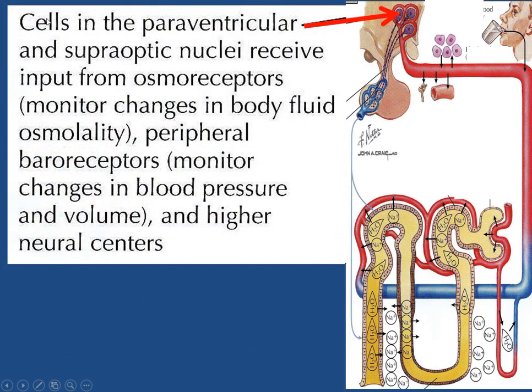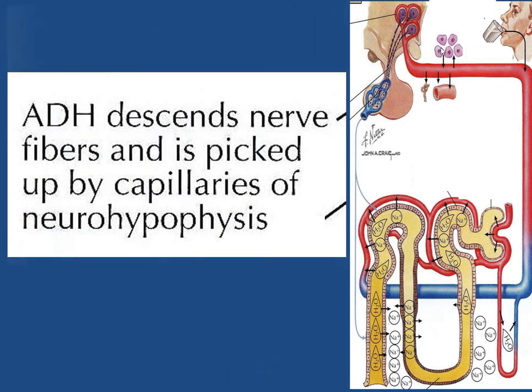Cells in the paraventricular and supraoptic nuclei receive input from osmoreceptors. They monitor change in body fluid osmolality, and peripheral baroreceptors monitor changes in the blood pressure and volume, and higher neural centers. Antidiuretic hormone descends nerve fibers and is picked up by capillaries of the neurohypophysis.